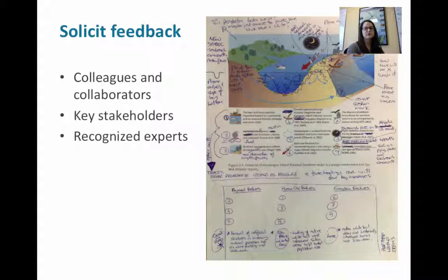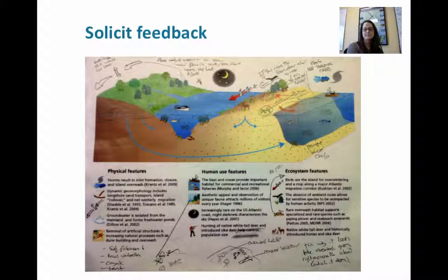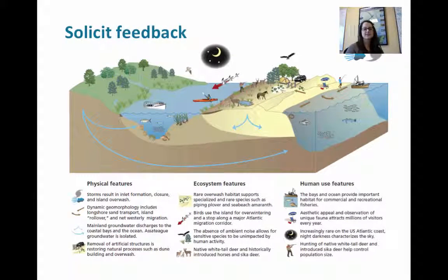And you also want to be sure to solicit feedback from colleagues and collaborators on your conceptual diagrams. Because we are visual creatures, it is important to get feedback from other people because people see things and think about things differently. So always make sure that you're getting feedback on your conceptual diagram. So this is an example of a diagram of the coastal bays of Maryland and Assateague Island, and this was after a first review, and then it was updated again after a second round of reviews, and this was the final conceptual diagram that was created.